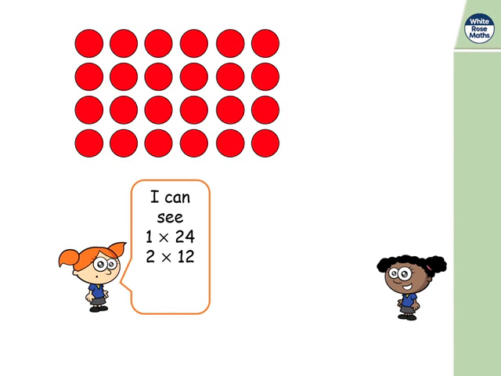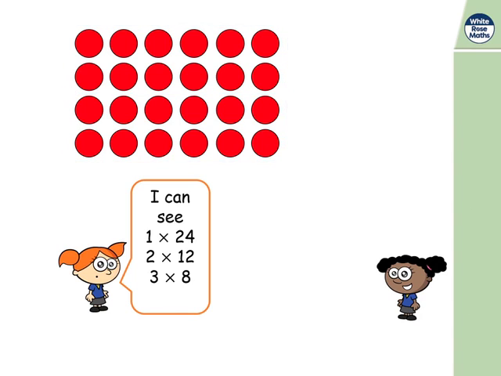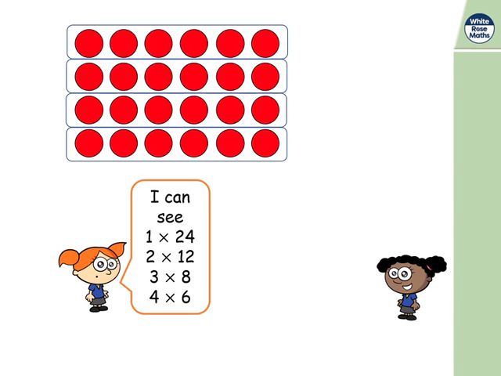2 groups of 12. Oh yes, I see your 2 groups of 12. 3 groups of 8. Brilliant, I can see a pattern emerging here. Do you think the next one's going to be 4 groups? Yes, 4 groups of 6. Really nice, Alex. What about 5 groups? No, I don't think we can make 5 groups.